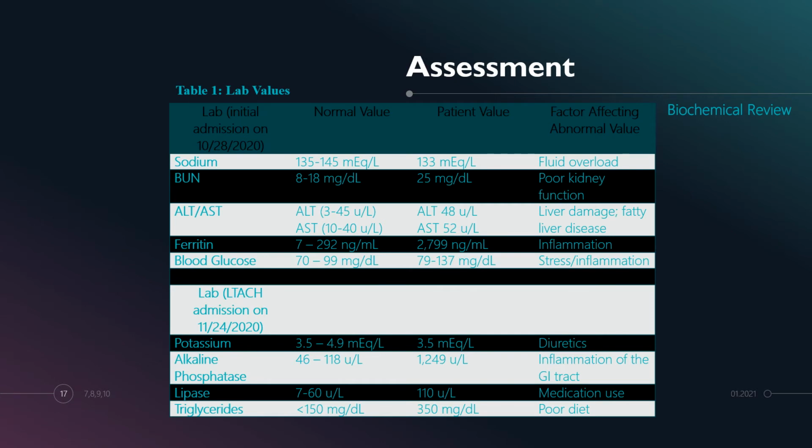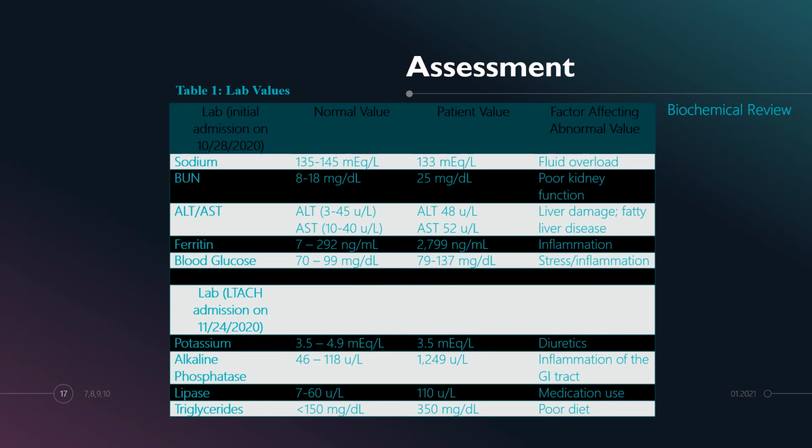Her liver function tests were also slightly elevated. She did have fatty liver disease, and so we know that the ALT and AST biochemical lab values are going to be elevated in instances of fatty liver disease, and so she does have that liver damage, and so it's not surprising that these lab values were slightly elevated.